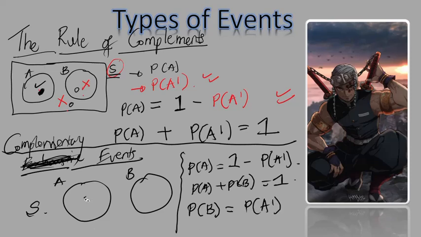Because if this is A, then what is not A, it's here. The complement of A, it's there. And if this is the complement of A, this is also B. B is the complement of A. We get that?